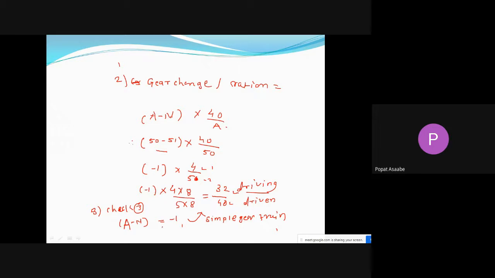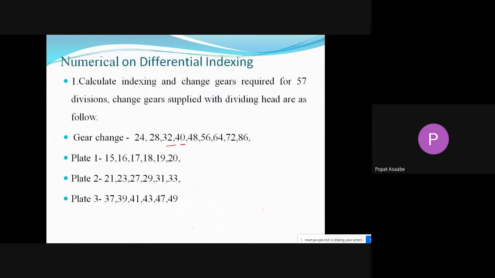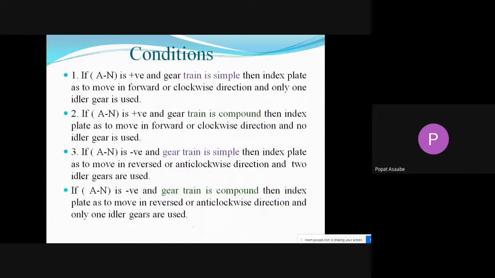A minus n will be negative, and if we are having the simple gear train, then in which manner do we want to rotate the indexing plate? Just check: a minus n is negative and simple gear train, which condition is applicable here? This number 3 condition is applicable.